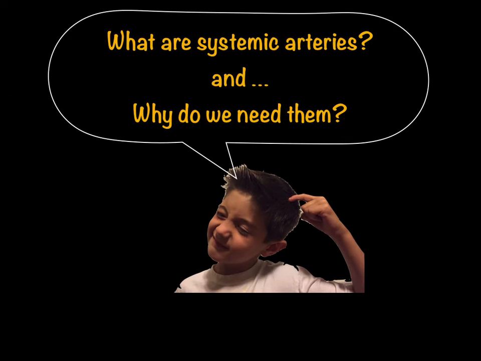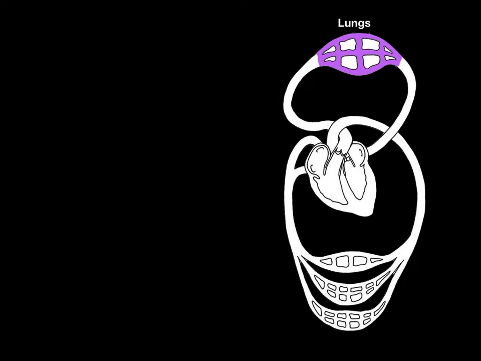All right, so first question is this: what are systemic arteries and why do we need them? Well, in this picture at the top, you see lungs, and the purple capillaries, the pulmonary capillaries, by the lungs. And you inhale, and oxygen comes into your airways and into your lungs, and it diffuses into the pulmonary capillaries.